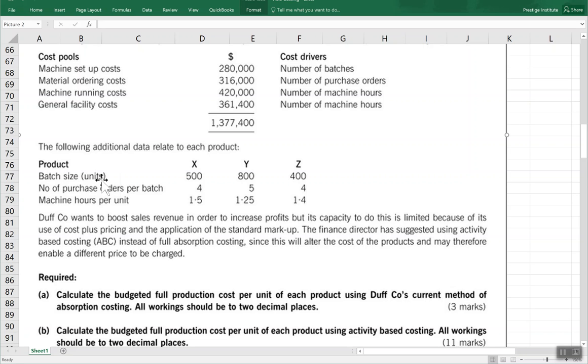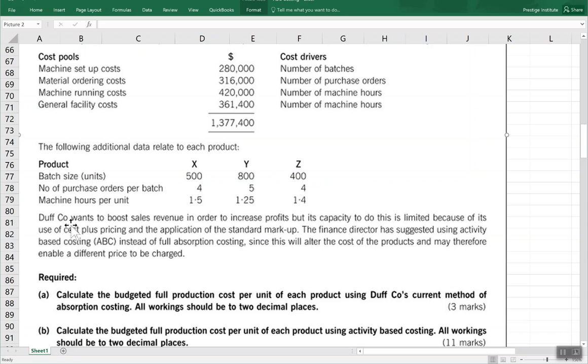The following additional data relates to each product. Product batch size is 500, 800, and 400. What it means is that in one batch that we produce, there are 500 units of X. In one batch of Y, there are 800 units of Y. In one batch of Z, there are 400 units of Z. Number of purchase orders per batch is 4, which simply means that the 500 units is ordered in 4 orders. For Y it is 5, which simply means that 800 units is ordered in 5 orders, and then 400 units ordered in 4 orders, which means 100 units per order. Machine hours per unit is 1.5, 1.25 and 1.40.